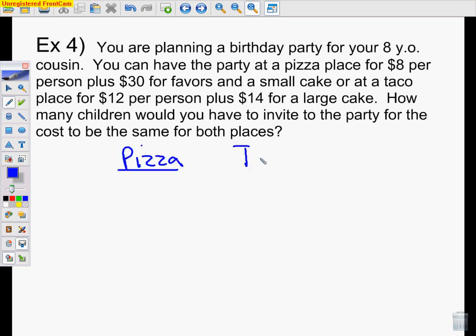All right, so here we're talking about a pizza place and we're talking about a taco place. Now, the expression that deals with the pizza place is $8 per person, so that would be 8x, plus a one-time fee of $30. The taco place is different. Here, the taco place is $12 per person, plus a one-time fee of $14. And we want to know, when does the pizza place equal the taco place?